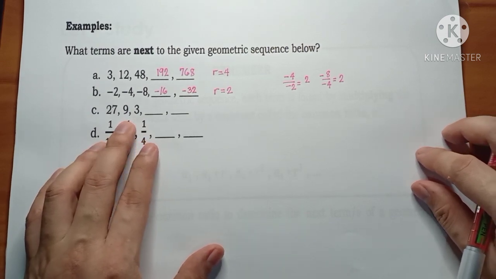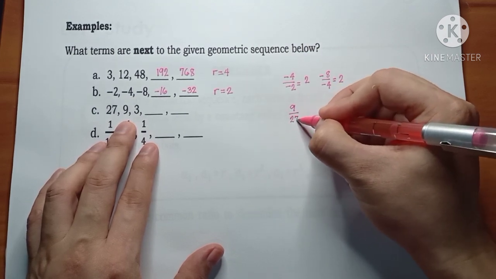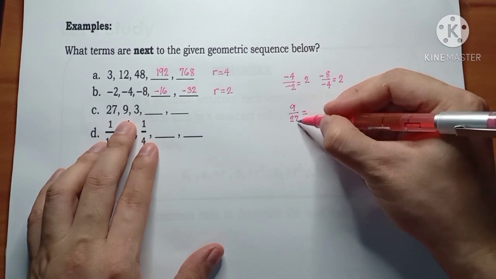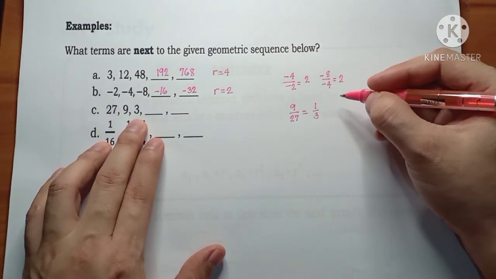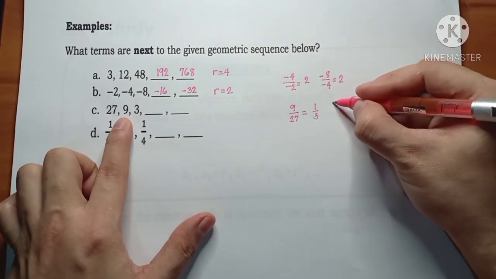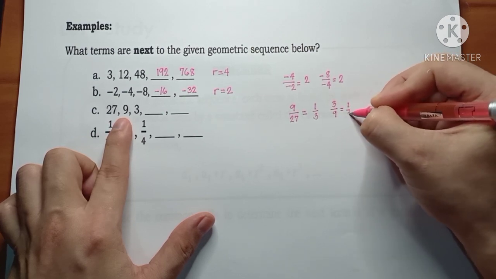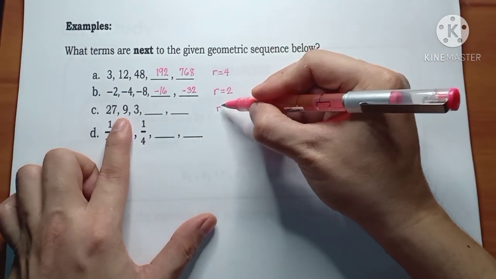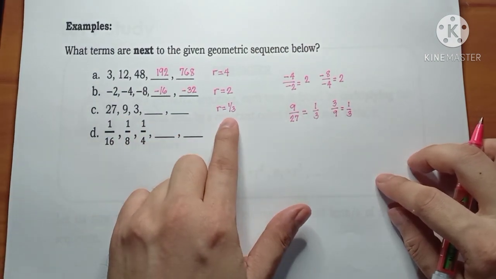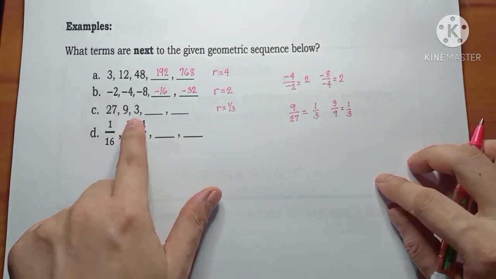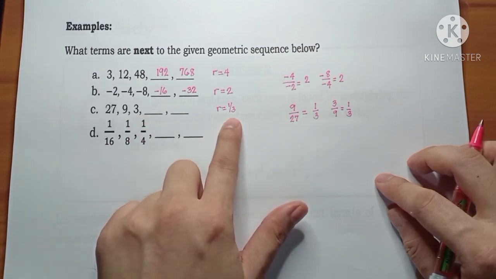How about this one? 9 divide by 27. So, yung lowest term lang natin ang 9 divide by 27. So, that is 1 over 3. And then, the third one divided by the second, 3 divided by 9. Of course, that is also 1/3. So, ang ating common ratio is 1/3. So, pag ang ating common ratio ay fraction, lumiliit siya. Okay. So, pag ganyan, i-divide lang natin yan.